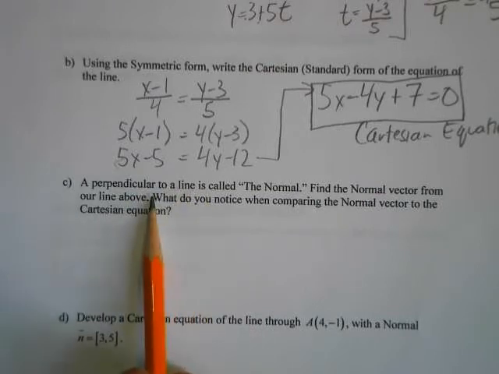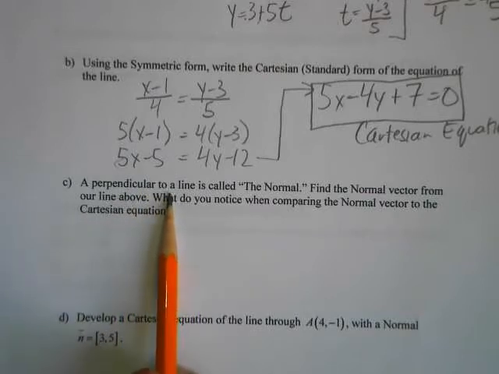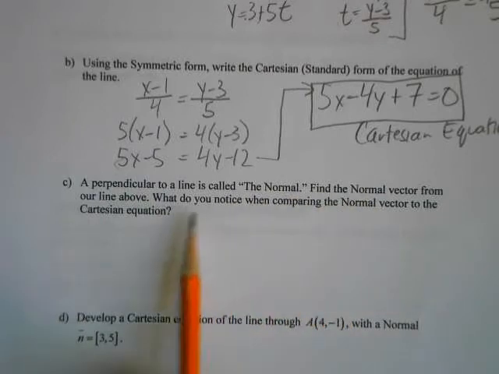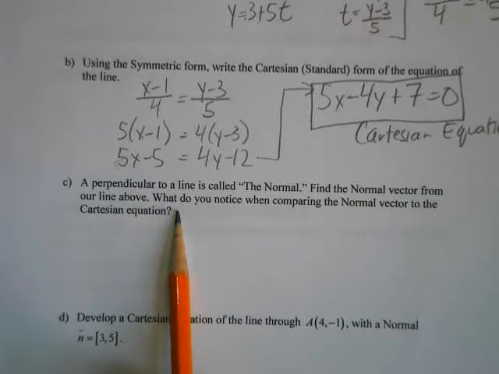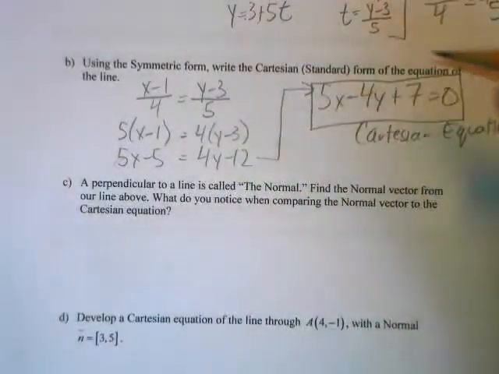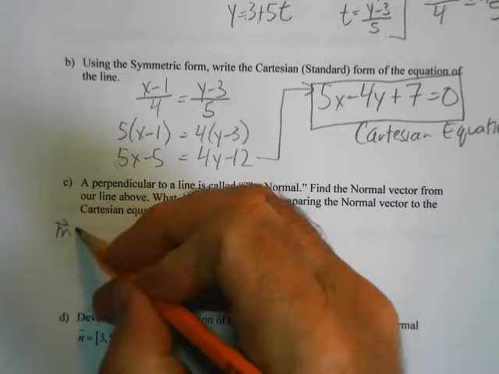So this is just a refresher from what we talked about in the definitions. A perpendicular to a line is called the normal. Find the normal vector from our line above. What do you notice when comparing the normal vector to the Cartesian equation? Well, if I go all the way back up here, the normal vector was m equals 4, 5.